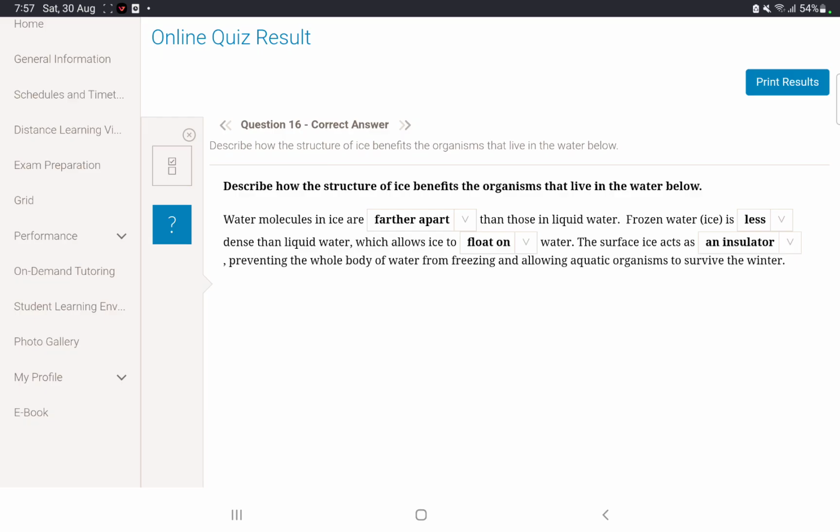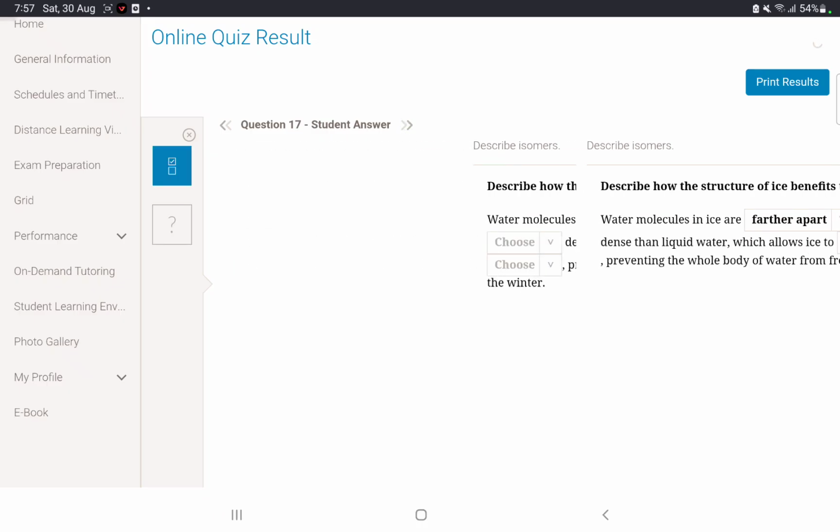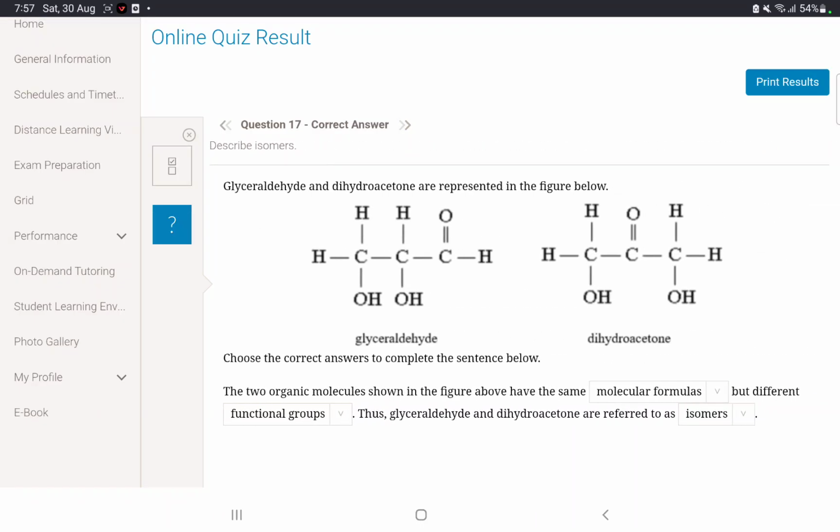Water molecules in ice are farther apart than those in liquid water, which is why it's less dense. Frozen water is less dense, just like I said, to float. That's why it floats. Surface acts as an insulator. I've said this 20 times. Please, guys, no one should be getting it wrong.